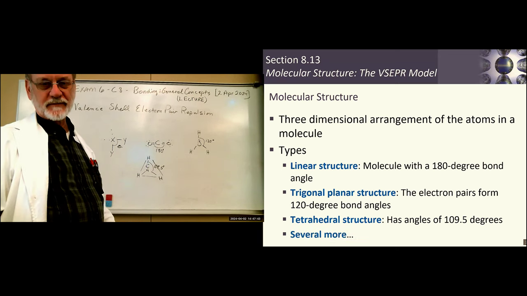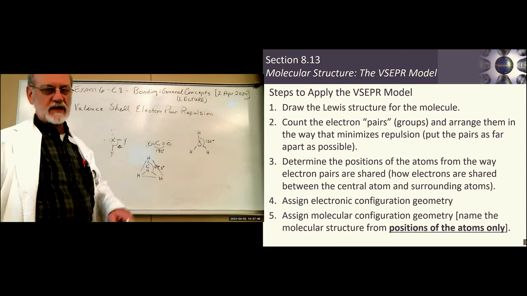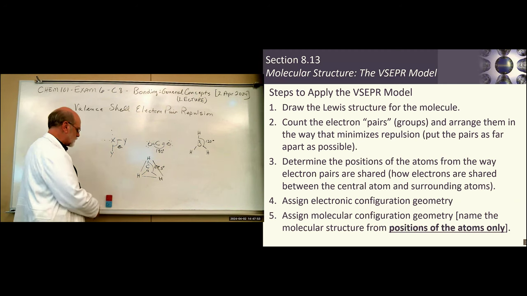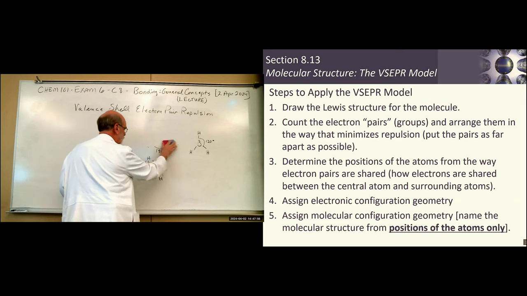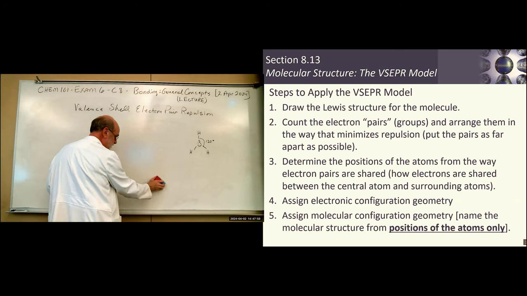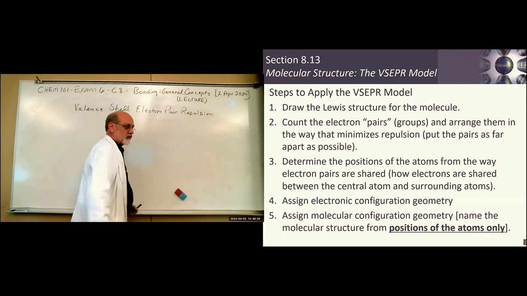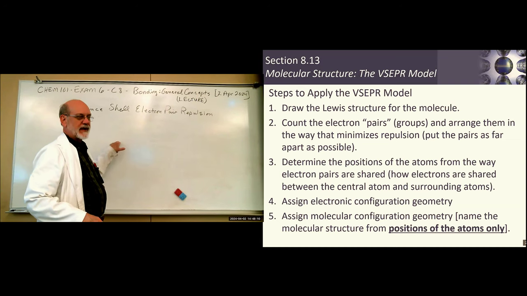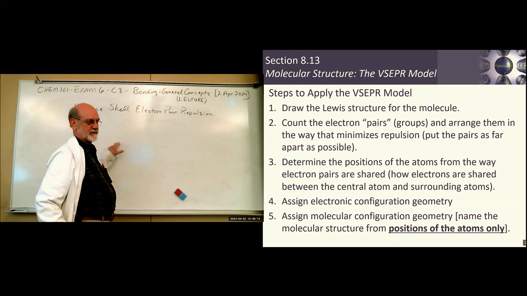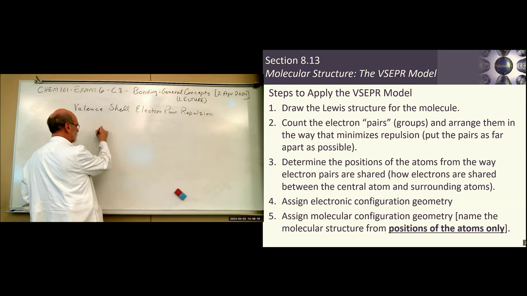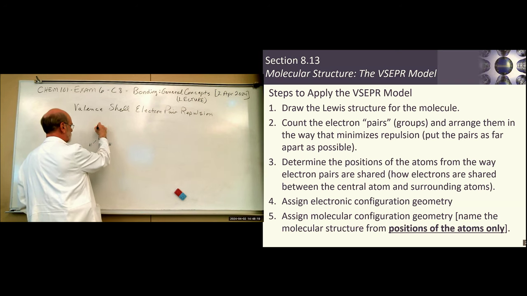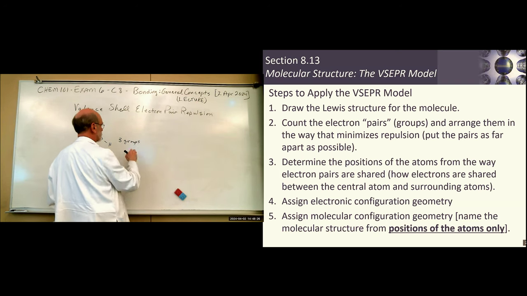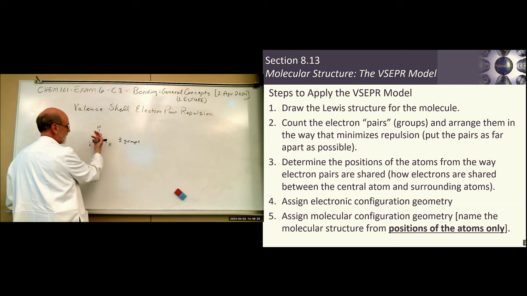Well, that's our starting point. There are several more. We're going to get to them in just a minute. But those are the first three that we've discussed. So in order to use the model, we have to know that the compound exists. Then we have to draw. And then we identify the central atom and how many groups surround that atom. And so our example here, 1, 2, 3, we have three groups. Your textbook may call them pairs, three pairs. And in this case, it's true, pair, pair, pair.